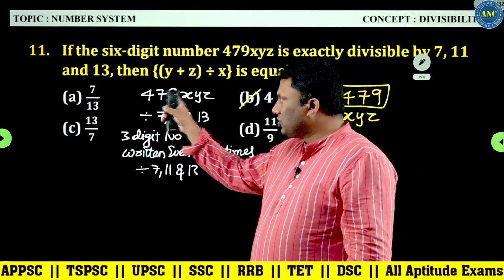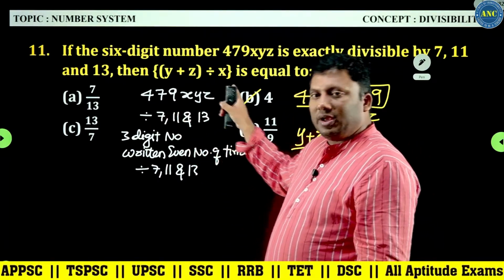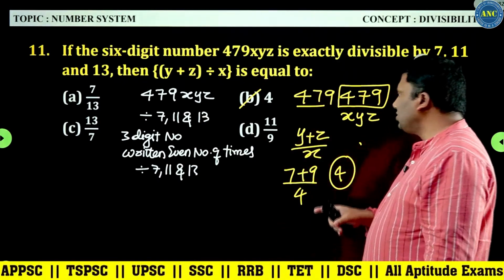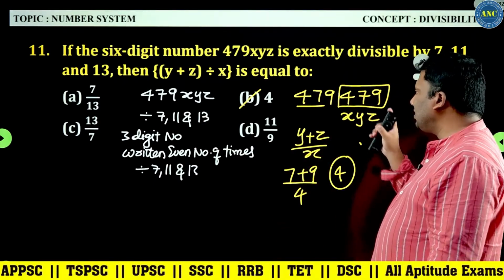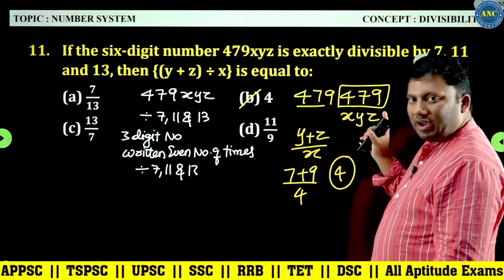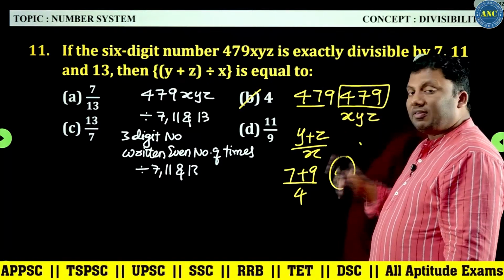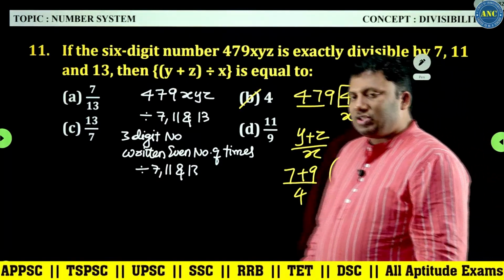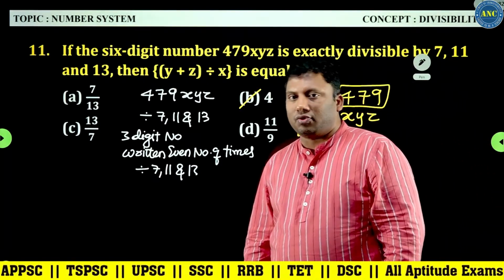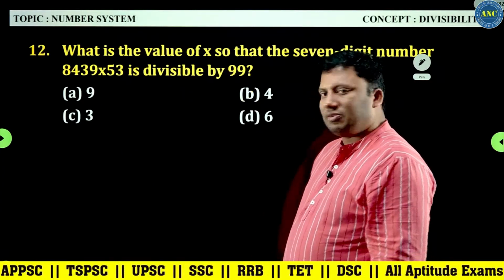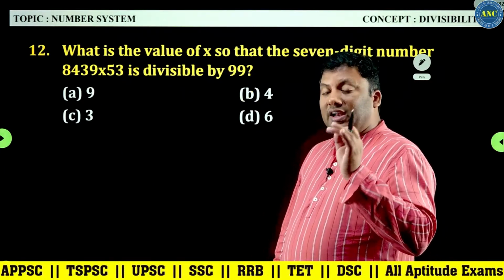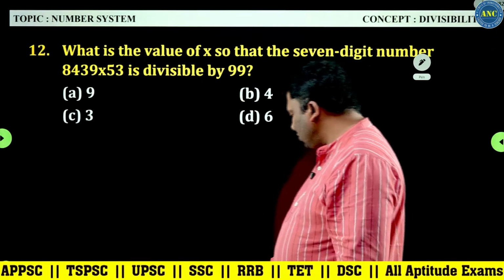So it is 479, and this part will also be 479. X is 4, Y is 7 and Z is 9. What do we require? Y plus Z. 7 plus 9 is 16. 16 divided by 4 is 4. I hope the idea is very much clear. Next one.